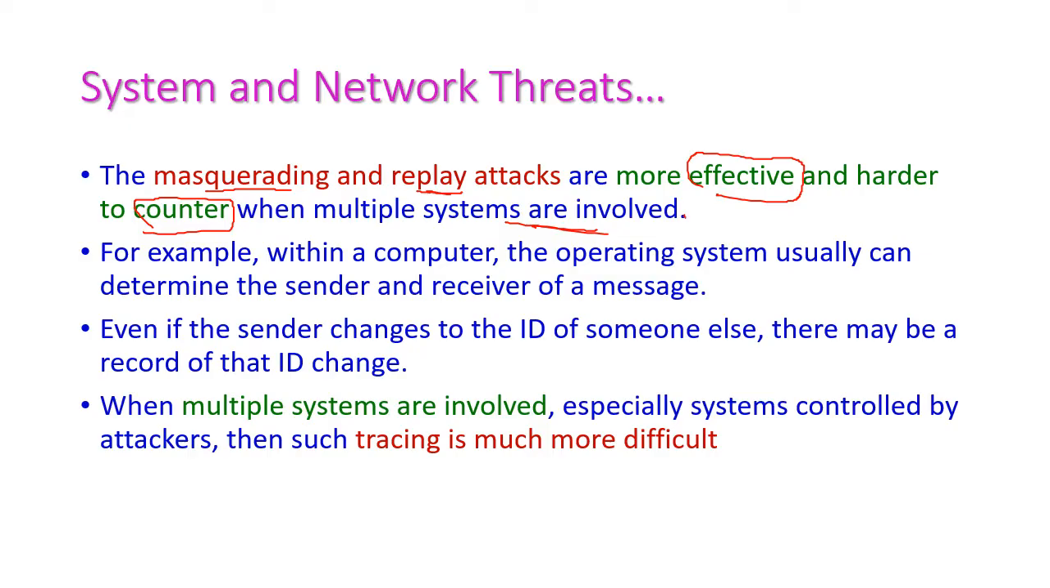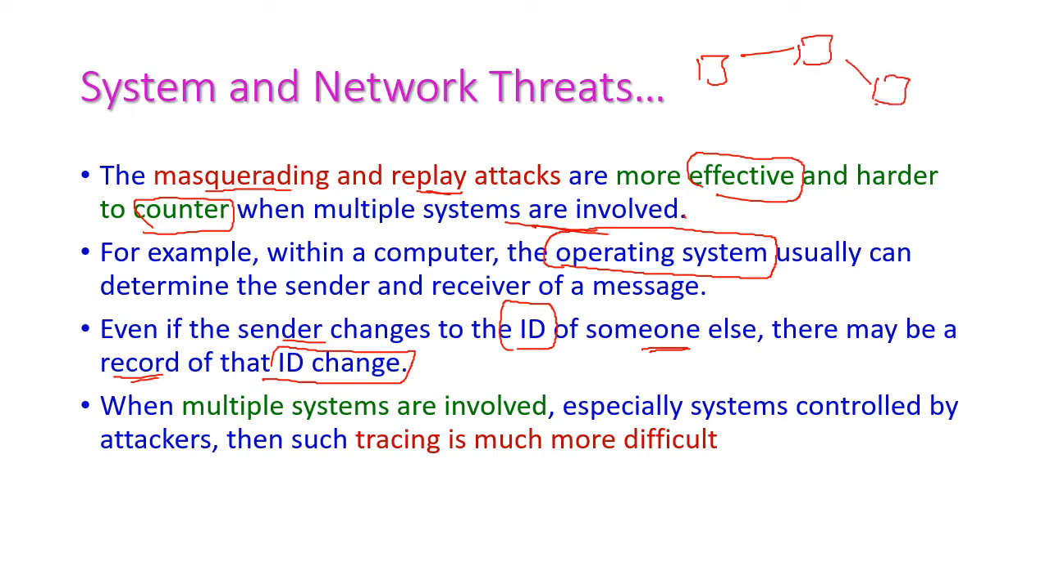Suppose it is a single computer, then the operating system takes entire control, and if the sender changes its ID to someone else's, the OS can easily identify it and record the change. But when more computers are connected to the network, and suppose this network comes under the control of an attacker, then tracing this changed ID is very difficult.